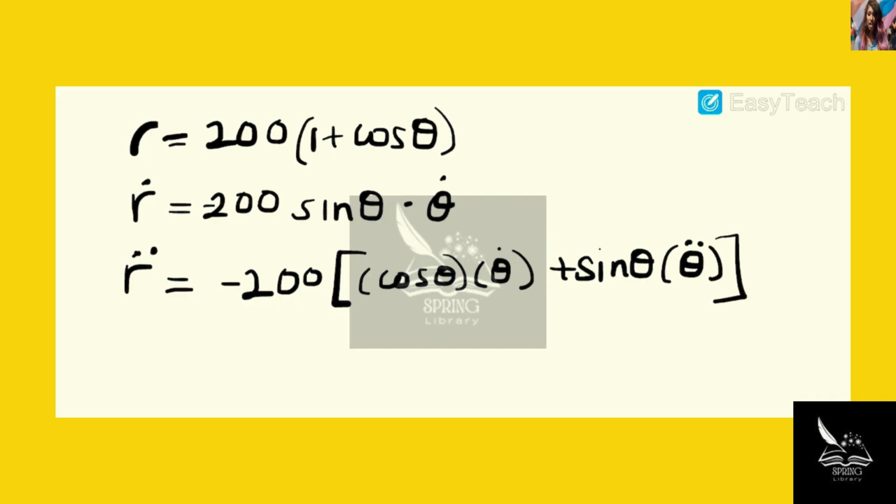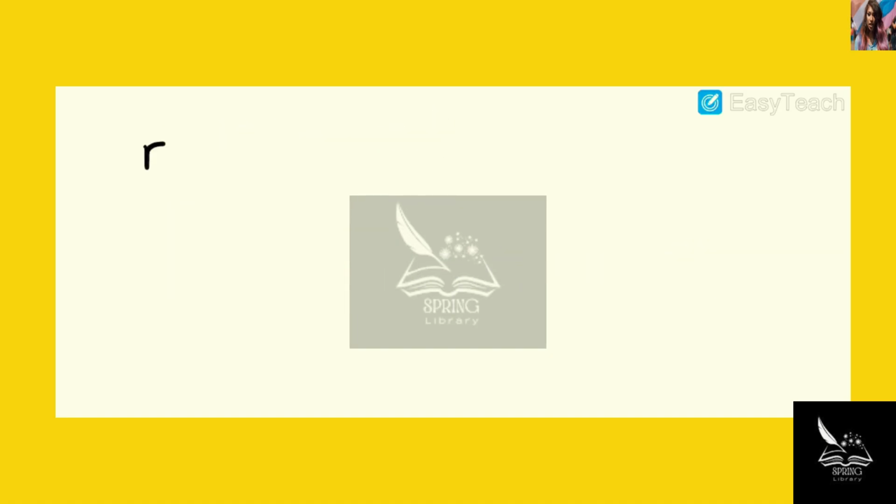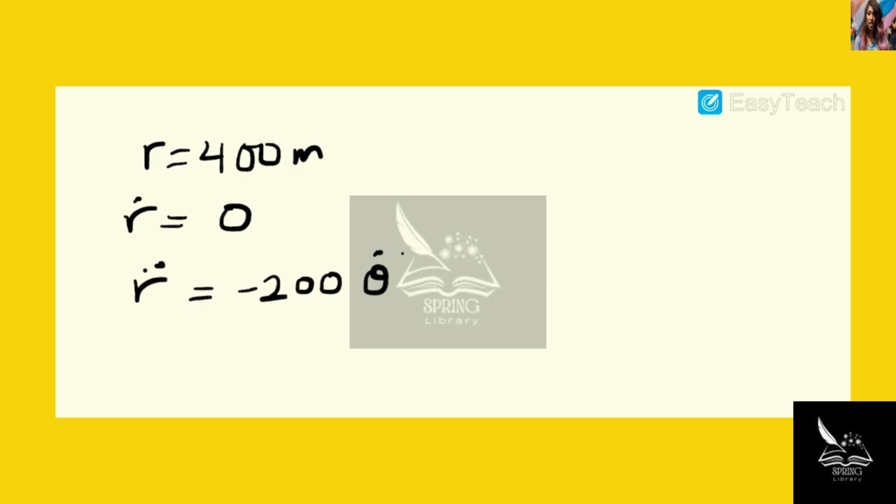Then what we can do is we can say that when theta is equal to 0 degrees, we can see that r is just going to be equal to 400 meters. R dot will be equal to 0, and r double dot will be equal to negative 200 times theta dot squared.